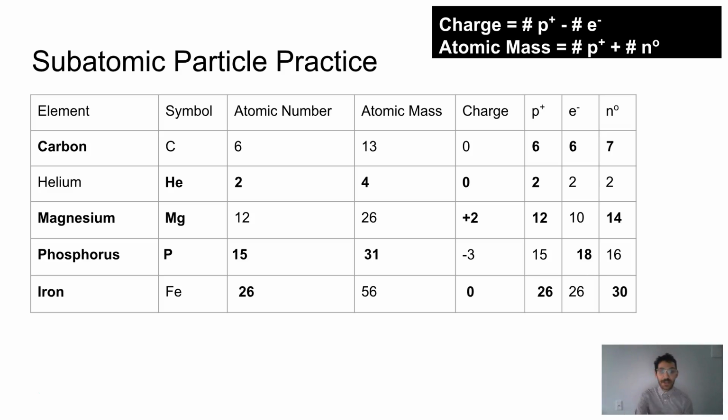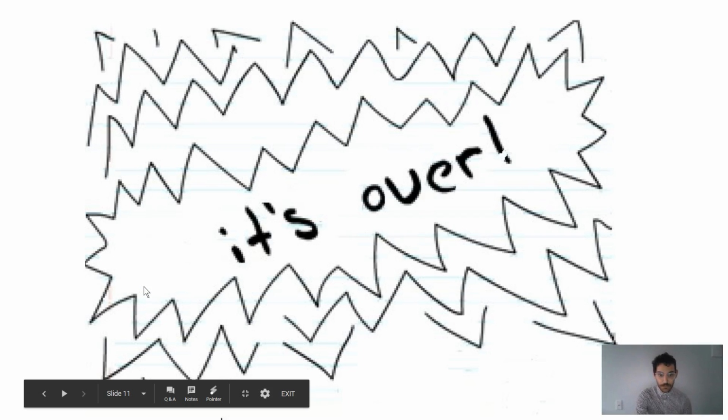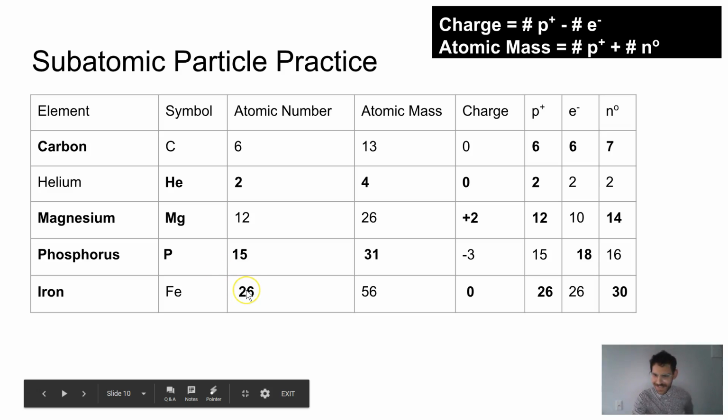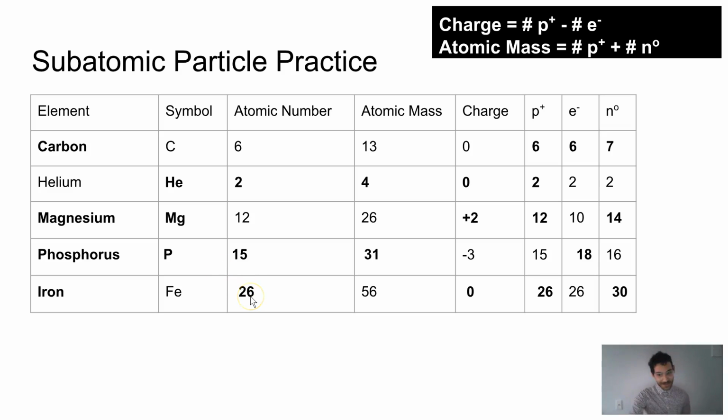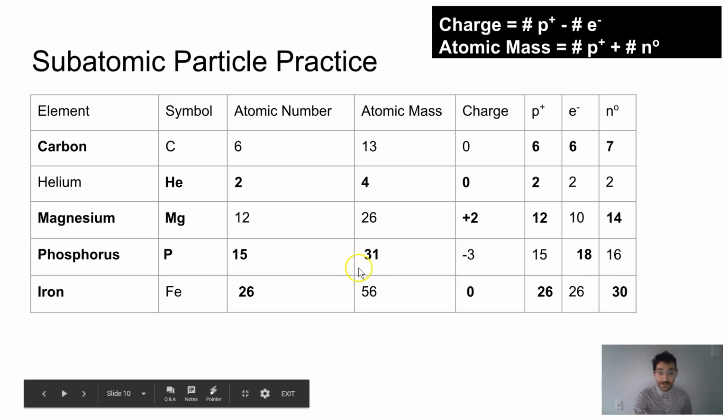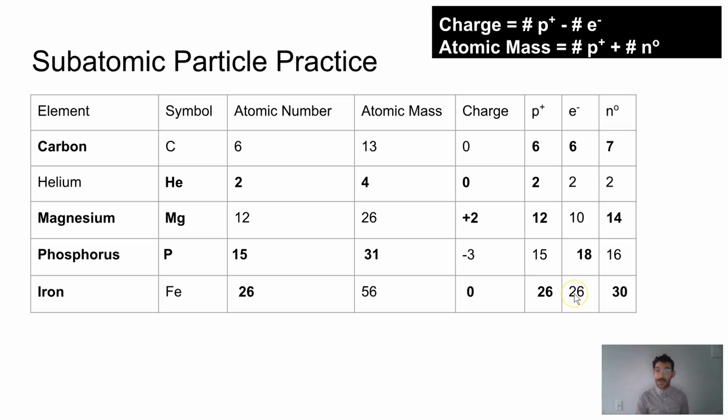And I can do the next one. Iron is Fe, and that's atomic number 26. It's not over yet. If my atomic number is 26, then my protons equal 26. If my atomic mass is 56 and I know there's 26 protons, I must have 30 neutrons to give me that total number of 56, 26 plus 30 to give the atomic mass. And I know my charge now: if I have 26 protons and 26 electrons, 26 minus 26 gives me 0. Sweet, that's the end of this table.